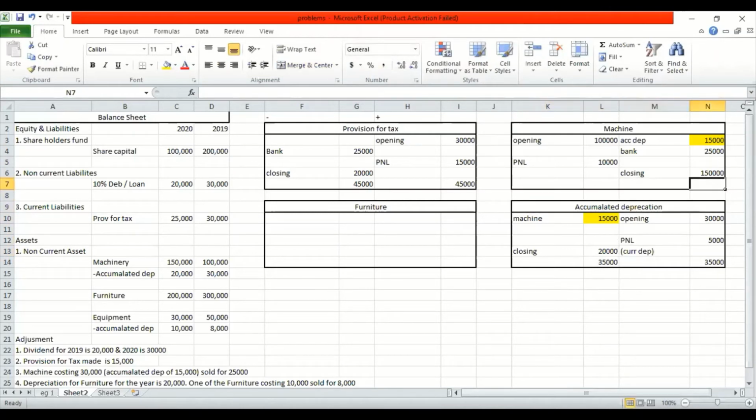Again the same thing over here. I'm going to close it. 150, 25 plus 15 is what? 40, right? 150 plus 40 is 190,000. 190 minus 1 lakh is 90. 90 minus 10 is 80, right? So 80,000 is the balancing figure. I write here bank.